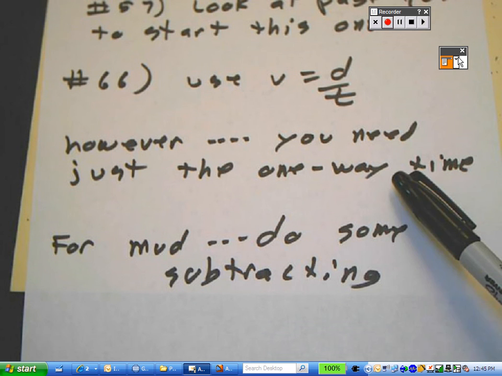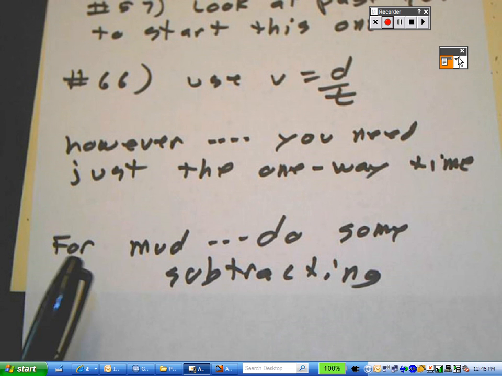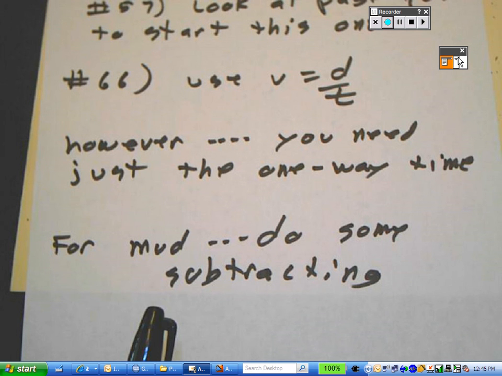Well, of course, how does that help you deal with the mud? So, tiny hint. Once you use this formula, remember, for the mud, you might want to use some subtracting. That's the only hint I'm going to give you on that one.